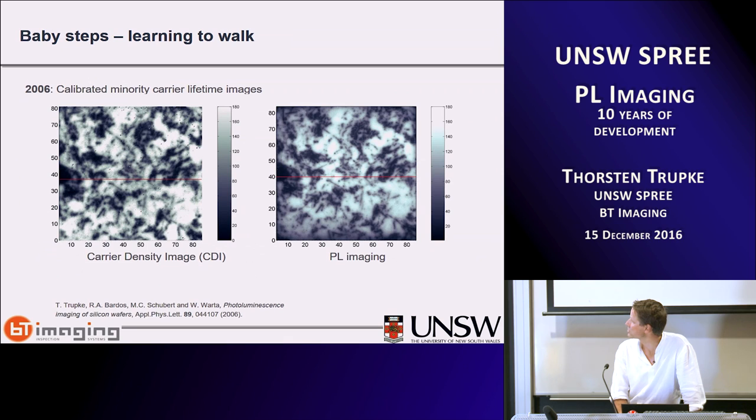And of course, we then started publishing. In 2006, we had the first paper jointly with our colleagues from Fraunhofer ISE. At Fraunhofer back then, they were working on a technique called carrier density imaging, which is a far infrared imaging technique, which is looking at the absorption or emission from free carriers. They proposed it back then also as a technique to get spatially resolved lifetime data. PL imaging really has taken the steam out of that development completely, unfortunately for them. But we worked together and we showed that PL images can actually be calibrated into absolute minority carrier lifetime images. So the color scale here shows the minority carrier lifetime in this 10 by 10 centimeter sample in microseconds. And we found here that you got very nice agreement between those two techniques.